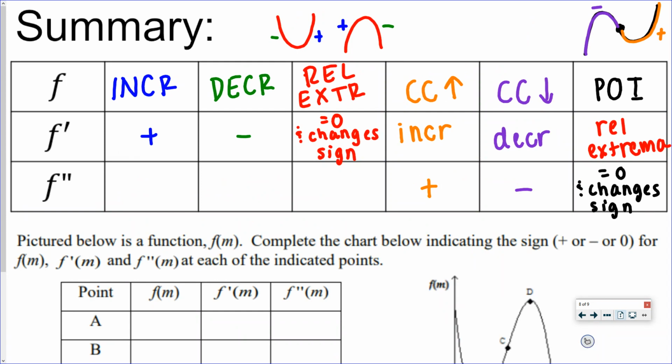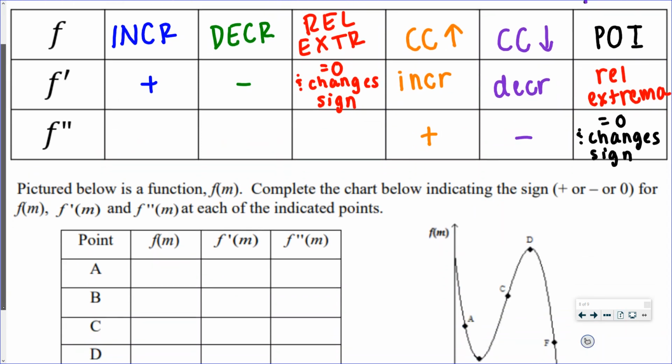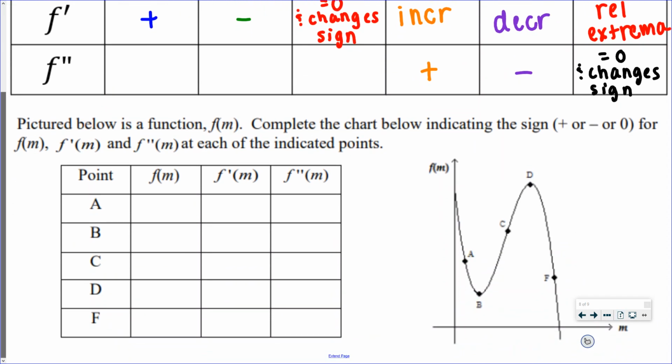It just flew. We are in the 3.6 notes, and we are going to finish it up with just a couple problems here. This one says, pictured below is some function f of m. Complete the chart below indicating just the sign, positive, negative, or zero, for the value itself, f of m, for the first derivative and for the second derivative at each of the indicated points. They labeled this for you, A, B, C, D, E, F. Oh, just kidding, there's no E. They skipped E.